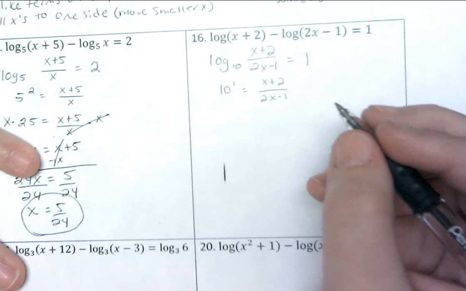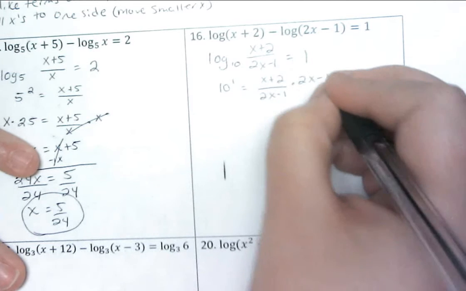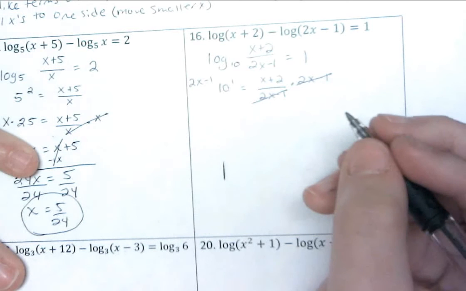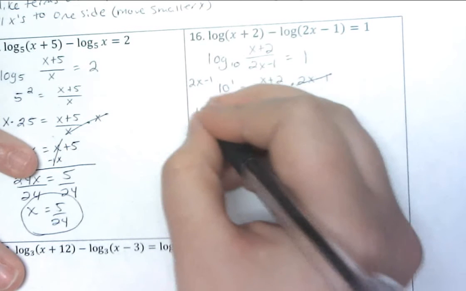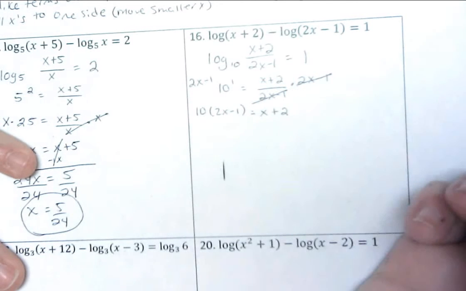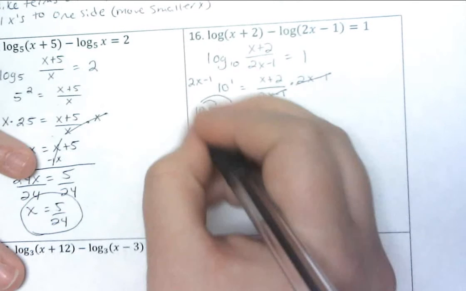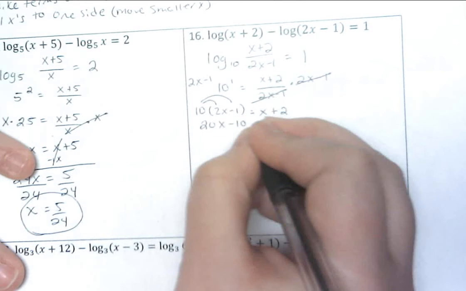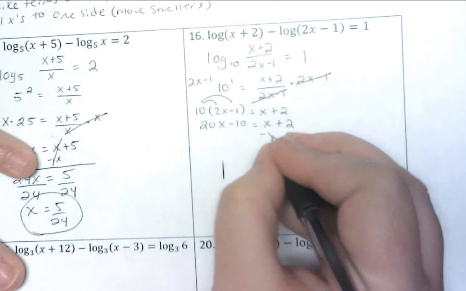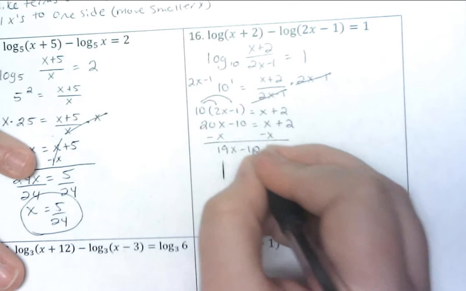And to get that 2x minus 1 out of the denominator, I'm supposed to multiply it. So 2x minus 1's cancel. And I'm going to multiply that 10 by 2x minus 1. And then rewrite my x plus 2. So I'm going to distribute here to get 20x minus 10 equals x plus 2. Subtract x on both sides to get 19x minus 10 equals 2.